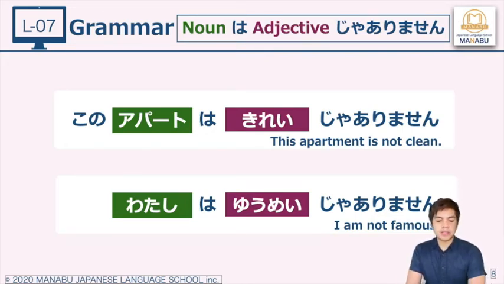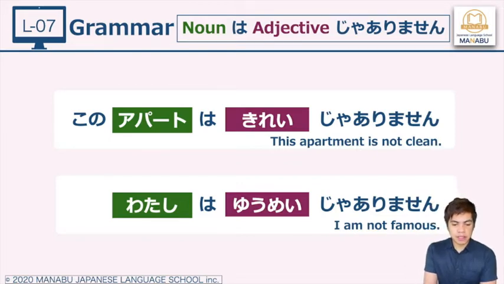The negative form of adjectives depends on the group of adjectives. Let's start with the na adjectives. Kono apāto wa kirei ja arimasen. Instead of desu, we replace it with ja arimasen. Same as our previous lesson, noun wa noun ja arimasen. If we say this in a positive sentence, kono apāto wa kirei desu, this apartment is clean. But the negative is kirei ja arimasen, is not clean.